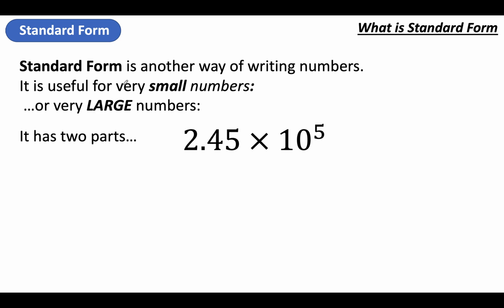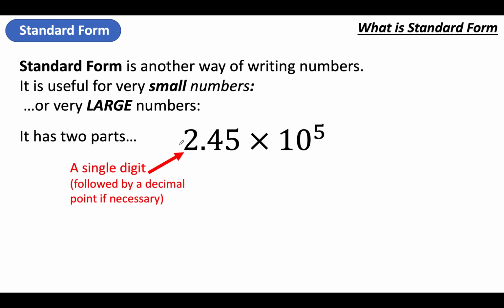Right. So this is a standard form number: 2.45 times 10 to the power of 5. The first part is a single digit, possibly followed by a decimal point. But there's never ever two digits before the decimal point. And it also can't be a 0. There must be a proper number before that decimal point, if there is one. Just one single digit, and it can't be 0.